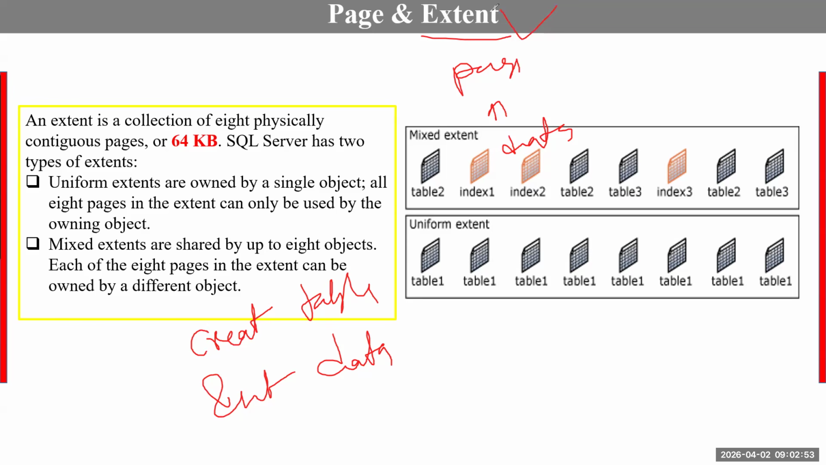Extents are nothing but like pages only. But what is an extent? An extent is nothing but 8 continuous, consecutive data pages. Those 8 data pages we call one extent. So SQL Server is allocating an extent, and that extent contains 8 continuous pages.